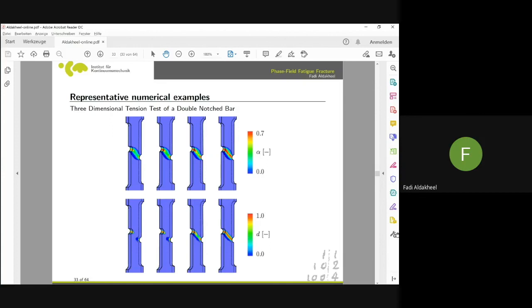So till now, we have only 2 degrees of freedom, right? We have the deformation, and we have the phase field. Is this the only thing you can do? No, you can also extend it, right? We say it's allowed for multiphysics problems, right?